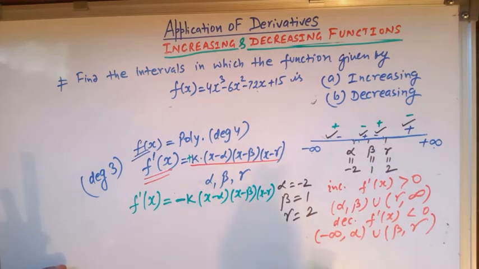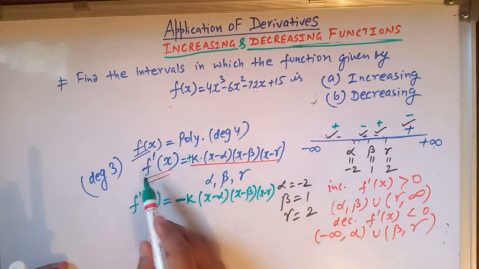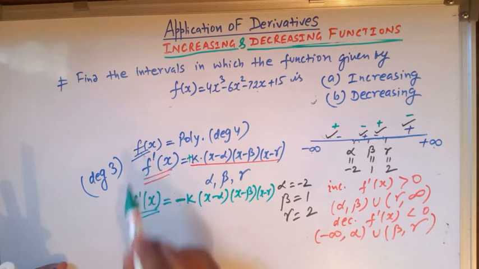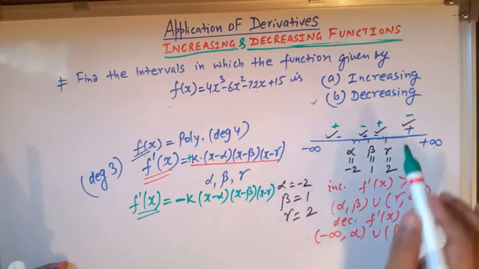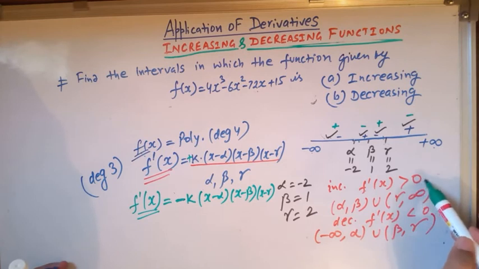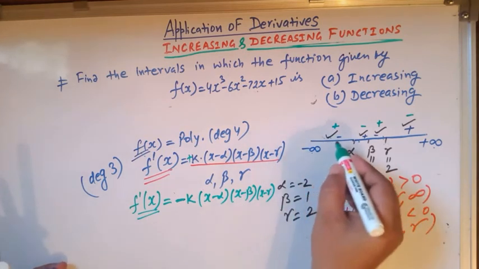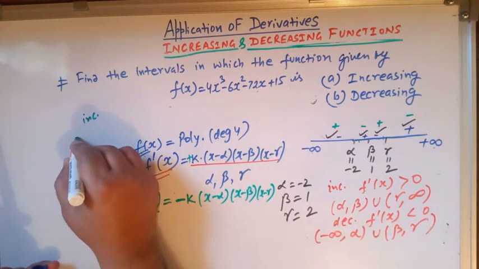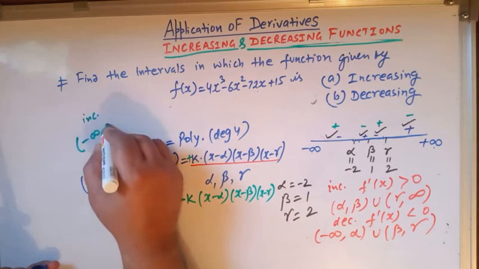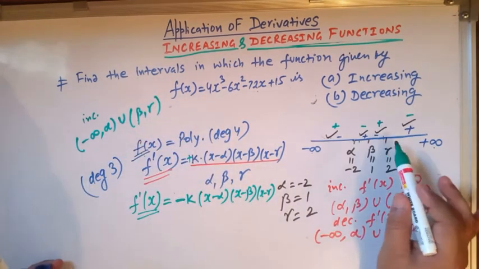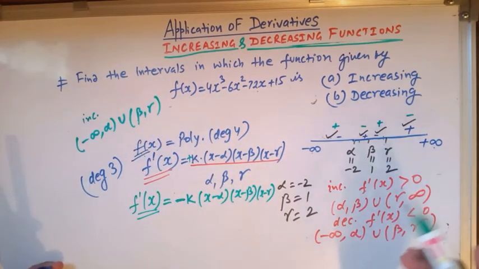Clear? And in that case the function f(x), if this is the case, the function f(x) will be increasing if f prime of x is greater than 0, and the interval for increasing will be minus infinity to alpha union beta to gamma. Clear? So the scheme will be reversed.